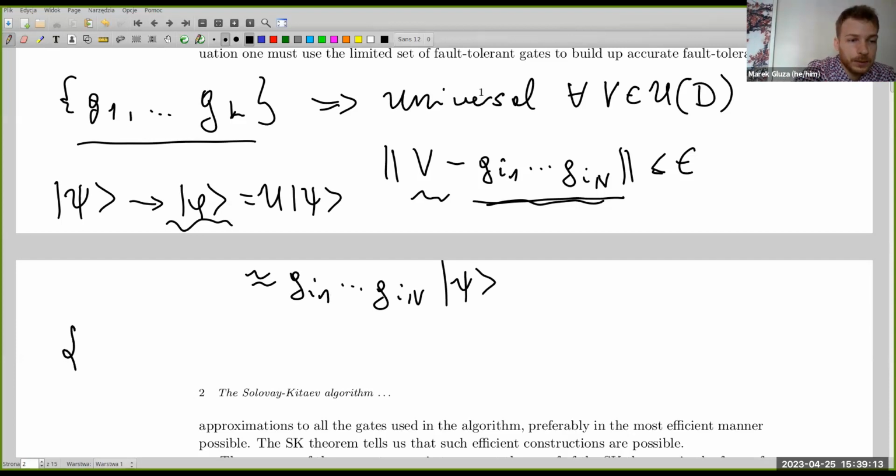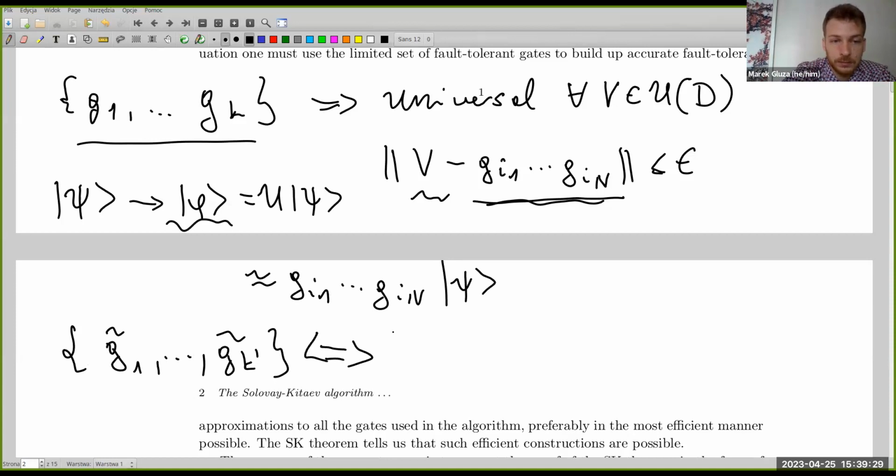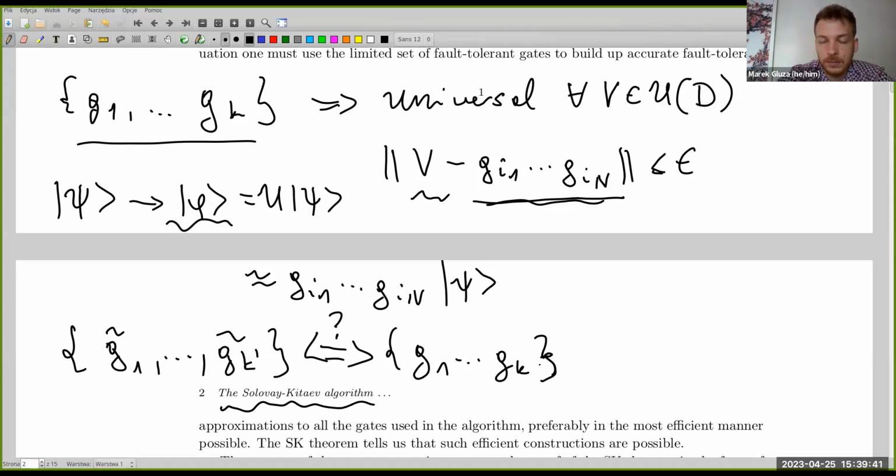Now the question is, for example, what happens if I have a different gate set, G1 tilde until GK' tilde, okay? And the question is whether this is equivalent. Okay. And the Solovay-Kitaev algorithm answers that question. Okay. And actually the answer is yes.